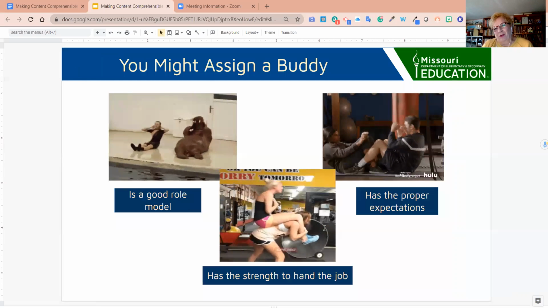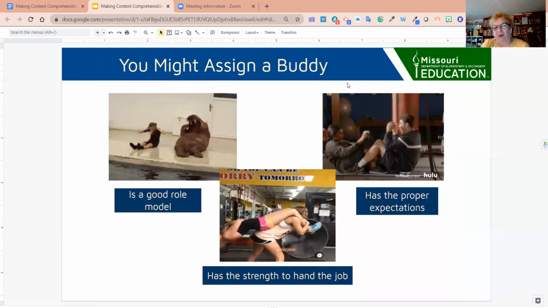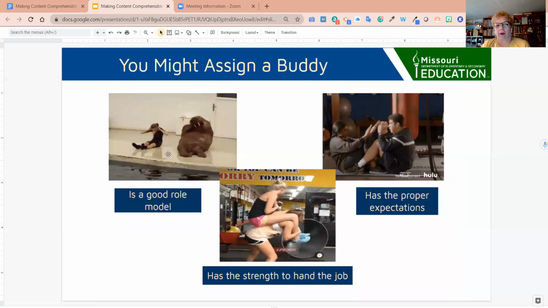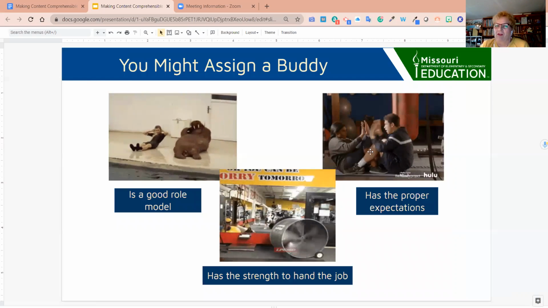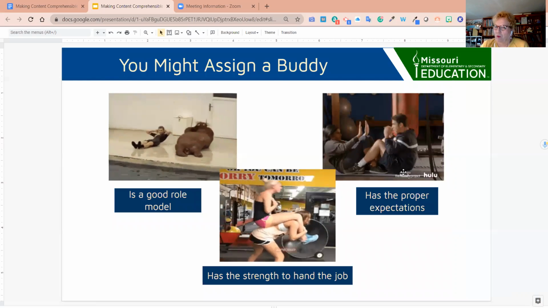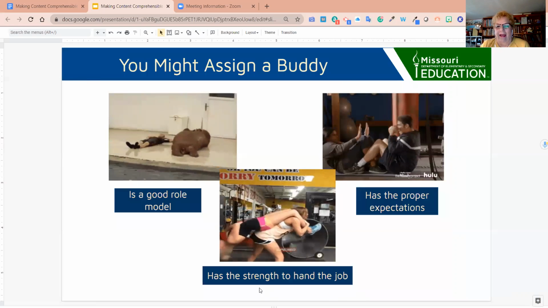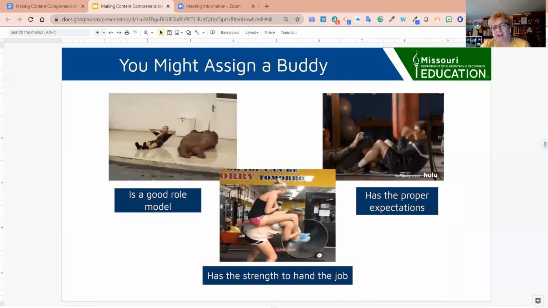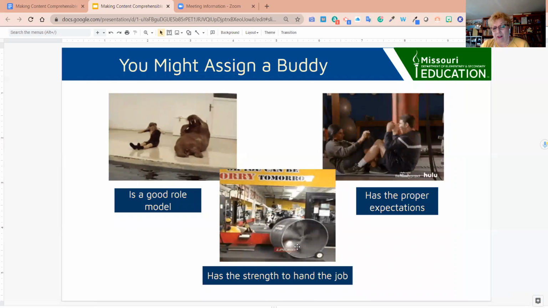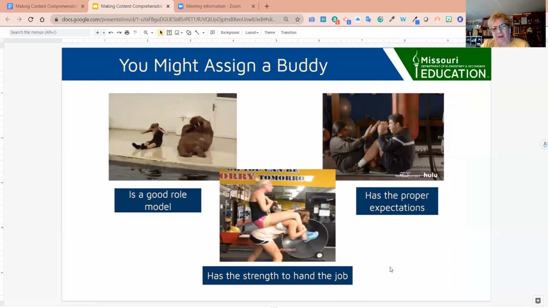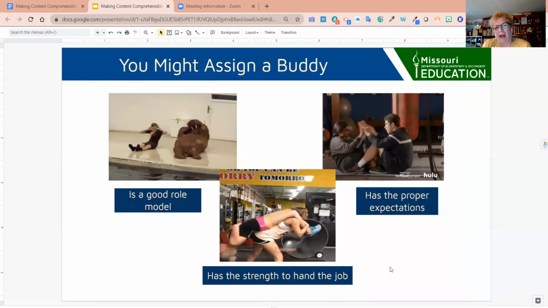One of the things we can do for our students is assign them a buddy to work with. But we want to make sure that our buddy's a good role model, that we have the proper expectations for both members, and that the buddy you assign has the strength to do the job. Because if they don't, it could be damaging for both of them. So, good things to keep in mind with a buddy.